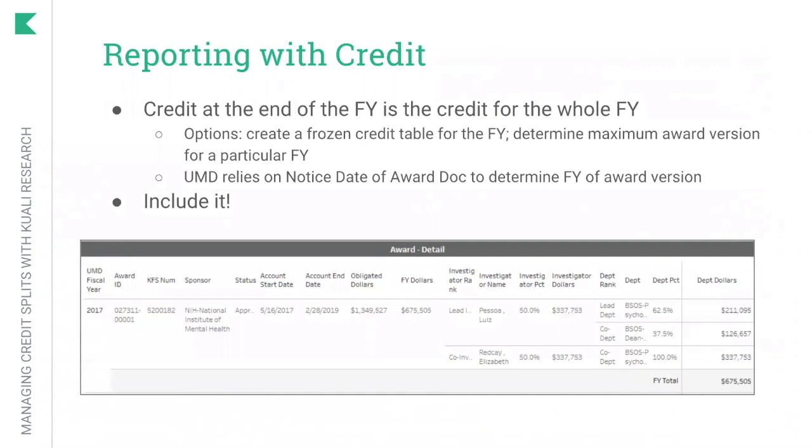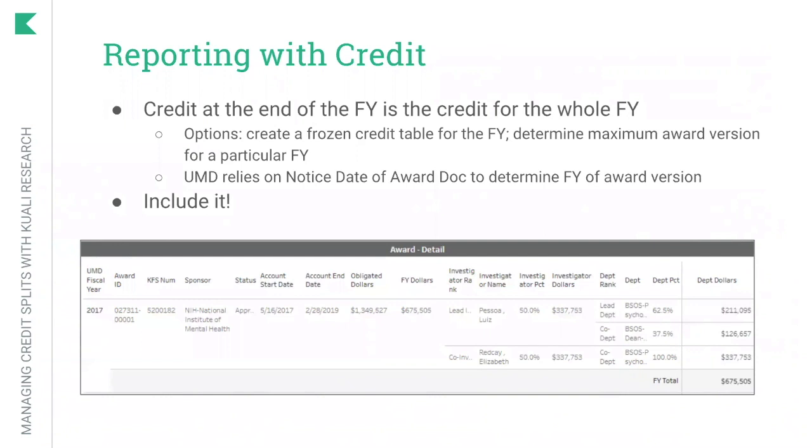Almost all of our reports include credit information with them. This is part of our transparency and part of our activity, including credit. Because we ask for credit for a proposal and we include credit on an award, we want to provide that credit information on every report that is available to our campus. And so this is an example of a report.